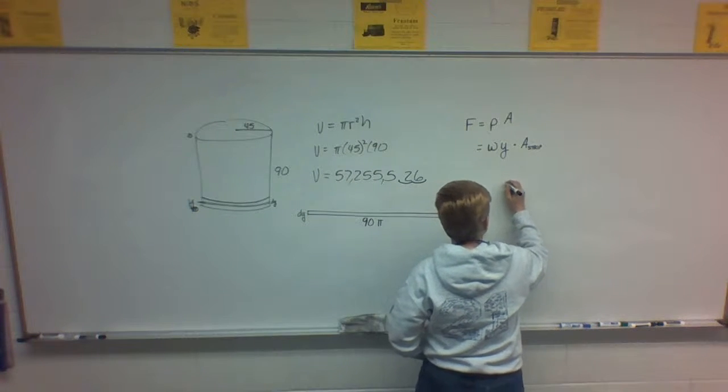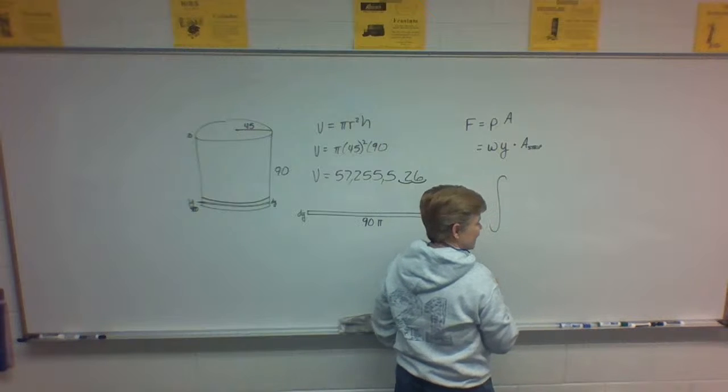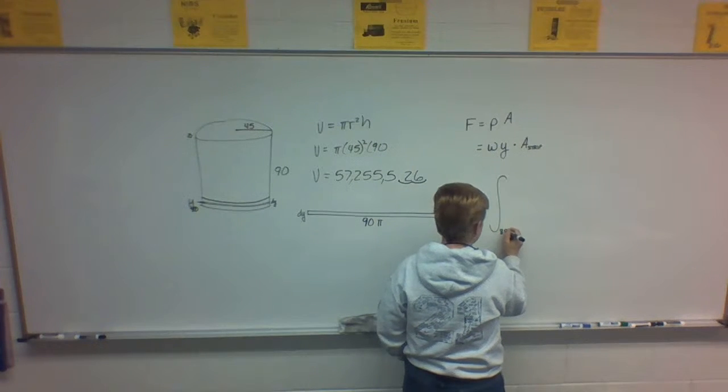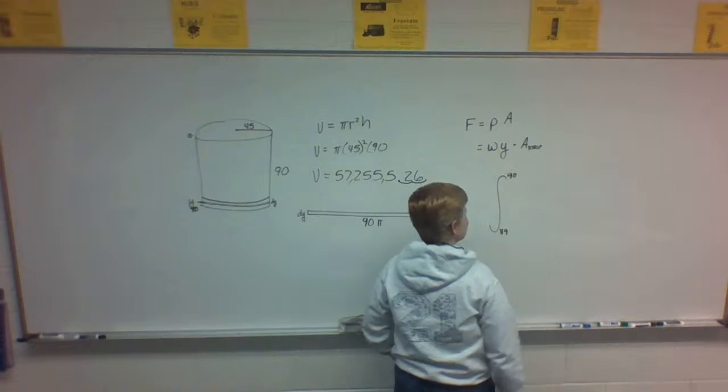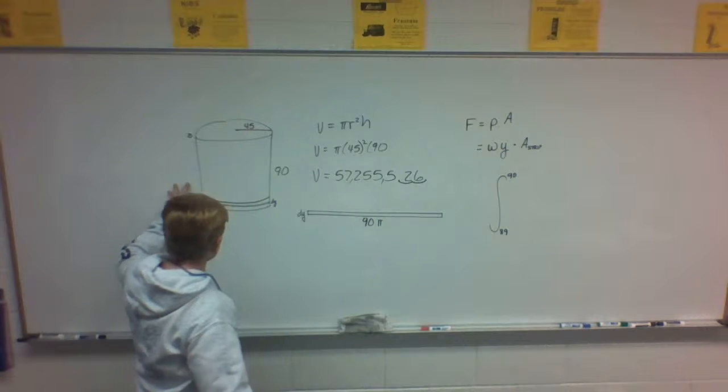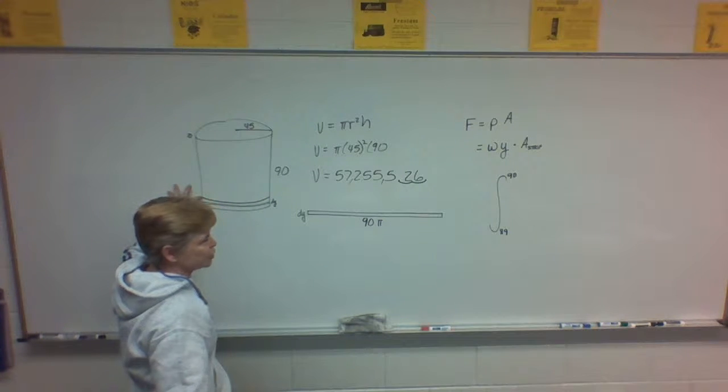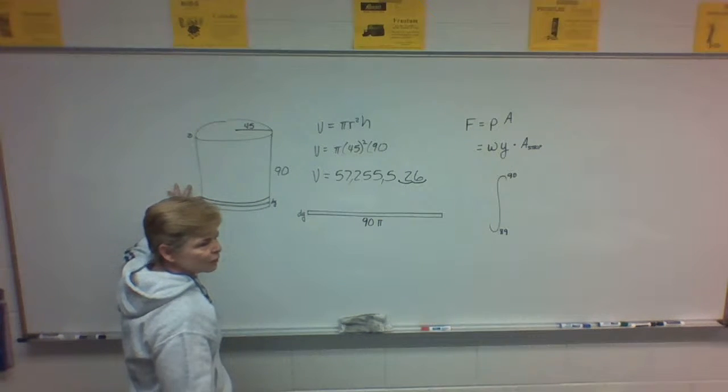From where to where? 89 to 90. There you go, guys. Very well done. 89 to 90, because we're at 89 here and 90 here. That takes into account our entire foot-wide strip that the integral will collect for us. Do you see that?